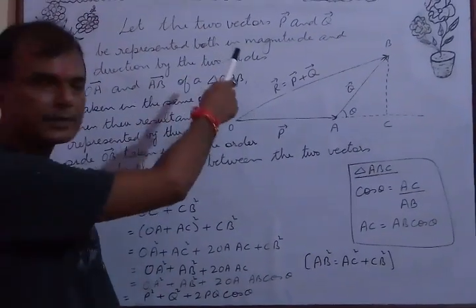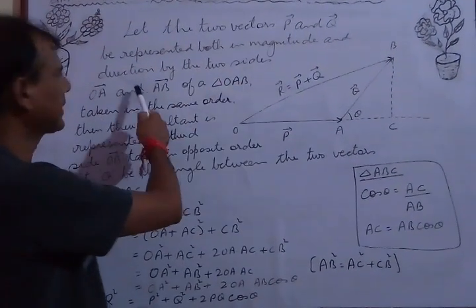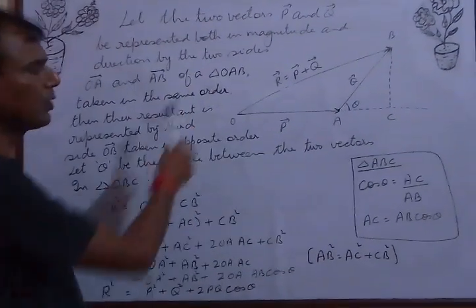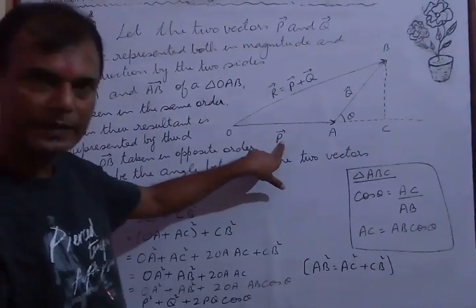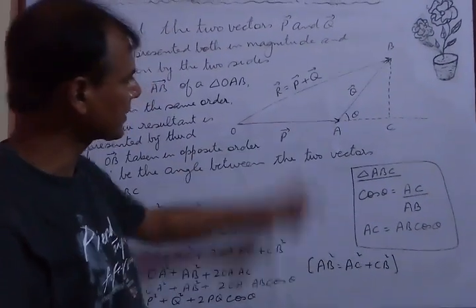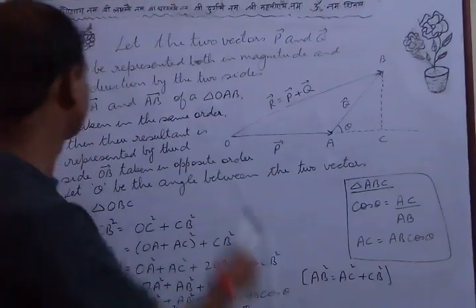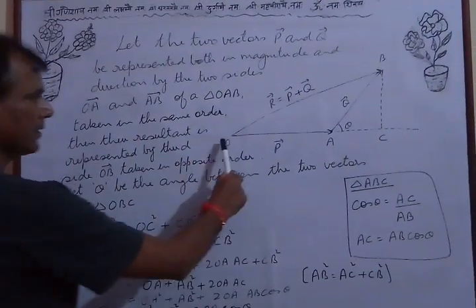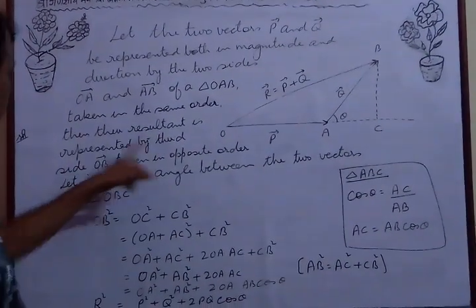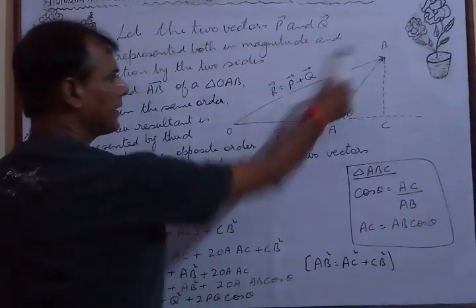Let the two vectors P and Q be represented both in magnitude and direction by the two sides OA and AB of a triangle OAB. This vector P is represented by side OA both in magnitude and direction, and vector Q is represented by side AB taken in the same order. This is known as order. Then their resultant, their sum, is represented by the third side, this OB, taken in opposite order.